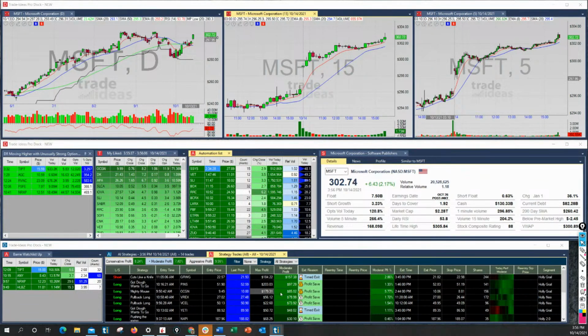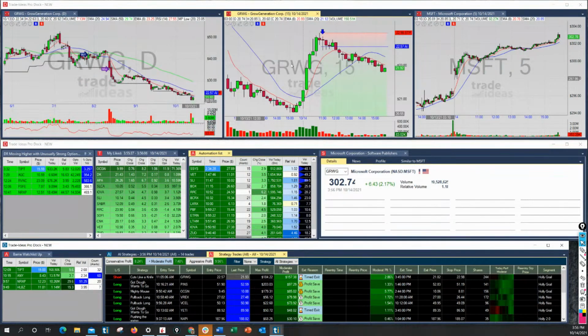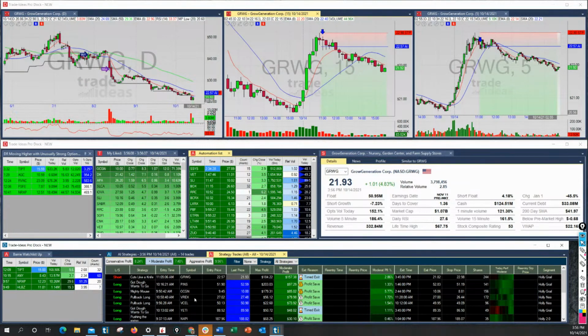What else do we have from the AI that was outstanding? So GRWG. Cuts like a knife. So we did it from the long side, and she does it from the short side today. It's always friendly for me when she has a good day like this. And so this is the candle that we're getting in on here. And we see a big move up, and we get a big reversal on it.